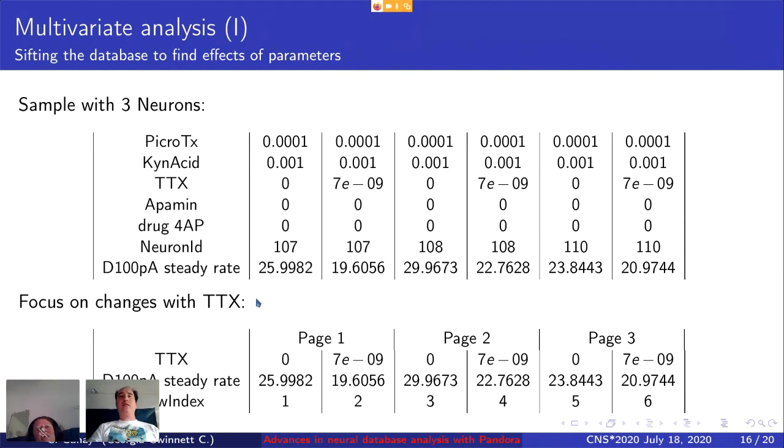Pandora has this group by operation, okay? We group by different values of everything else, the background. For example, in these two cases, TTX goes from 0 to 7, when all of the rest of the parameters are the same, except the measurements. So page one will be that case. And this is a different case, a different neuron, right? So we cannot pool this neuron and that neuron together. This is a separate measurement, and this is another separate measurement. So based on the neuron ID, it creates three different pages of the same data repeated. So this is a three-dimensional matrix. Pandora uses a three-dimensional matrix to do this.